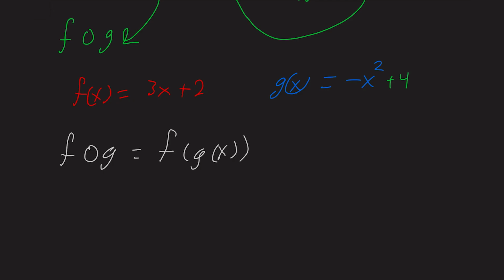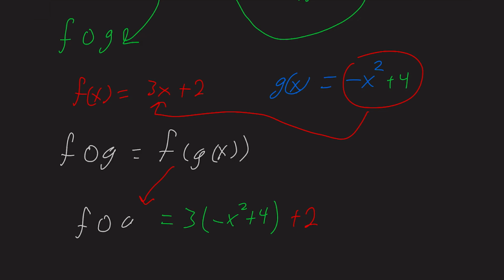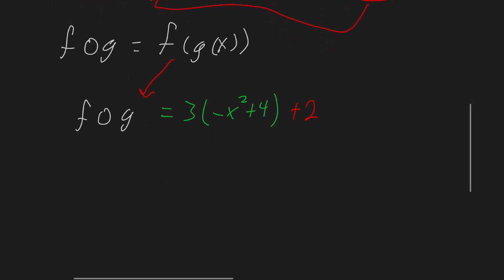So basically what we're going to do is first we're going to take g of x right here, negative x squared plus 4, and that's going to be the input that we input into f of x. And so where does our input go? It goes into x. So let's rewrite it like that, okay? We're going to have f of x equals 3 times our input, which in this case was negative x squared plus 4, plus the remainder of our function, okay? So this has now become our composite function, okay? F of g. I think it would be more accurate for me to write this as f of g equals all of this.